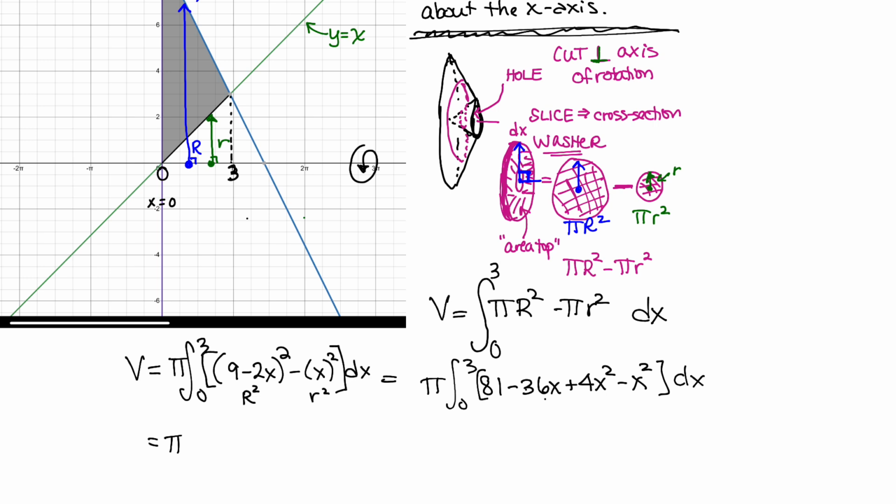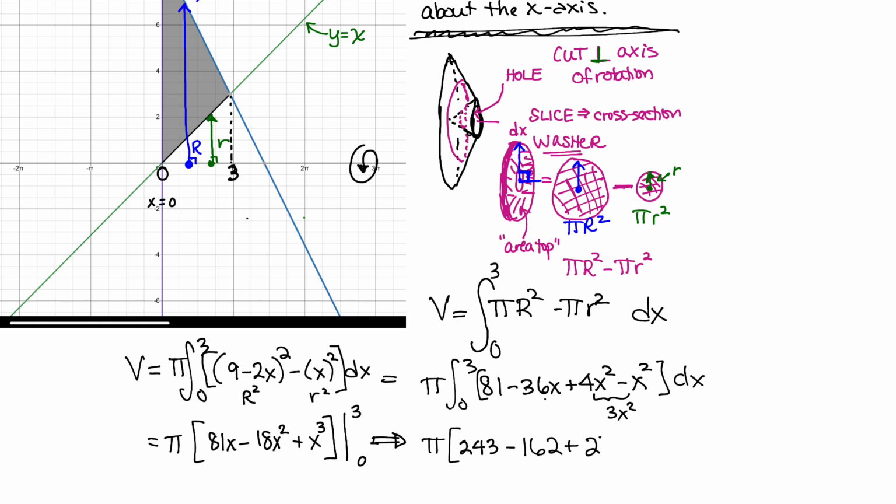different dimensions, different distances. I am going to do 81x minus, if I'm doing this out, 18x squared plus, oh, this guy is 3x squared. What's that? X cubed. Integrating from 0 to 3. So give me 243 minus, shoot. I said I wasn't going to do this. 18 times 9, 72. I can't do this in my head. 162, I think, plus 27, I think.